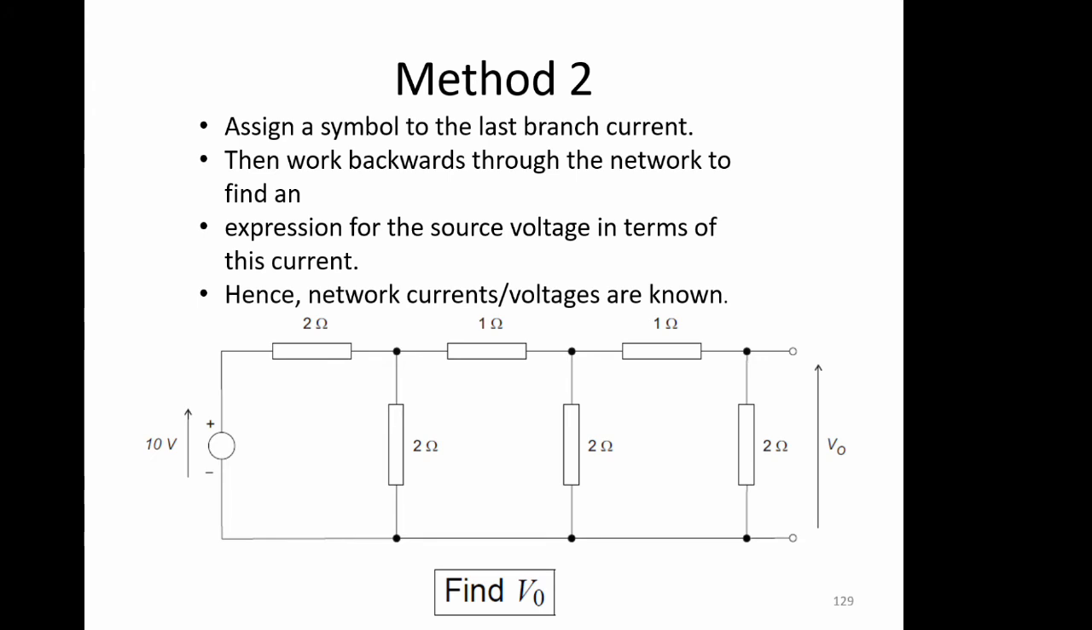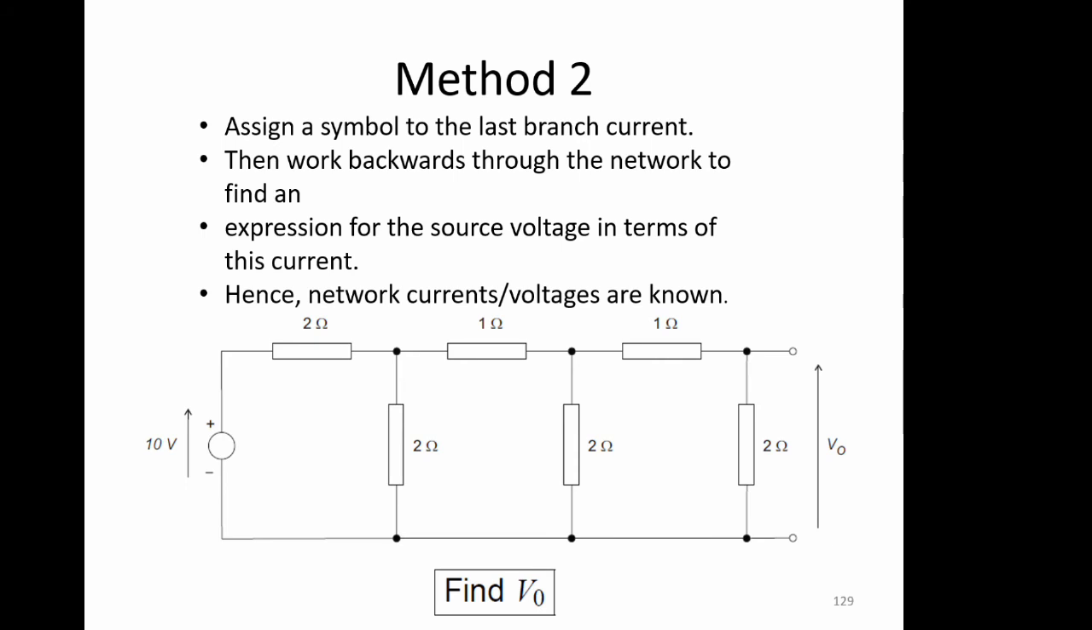So there's another method which I find is slightly more complicated, but other people might appreciate it. We assign a symbol to the last branch current, and then work backwards through the network to find an expression for the source voltage in terms of this current, and hence network currents and voltages are shown. Find V0. So it's the same problem again, 10 volt source, we want this output voltage.